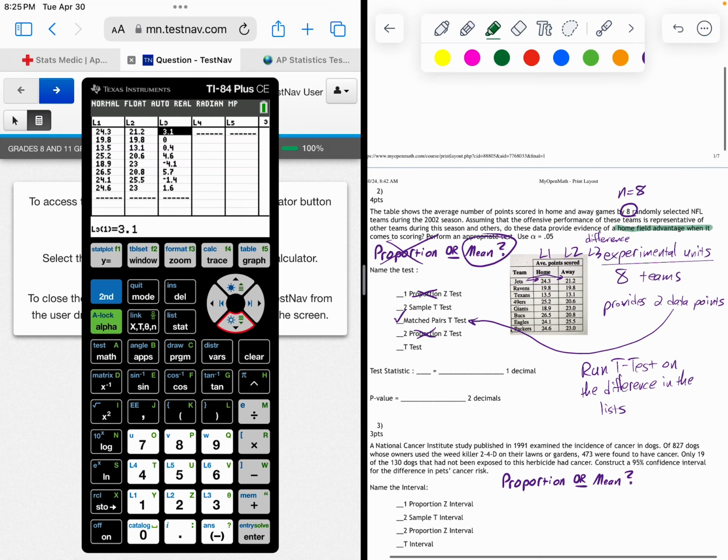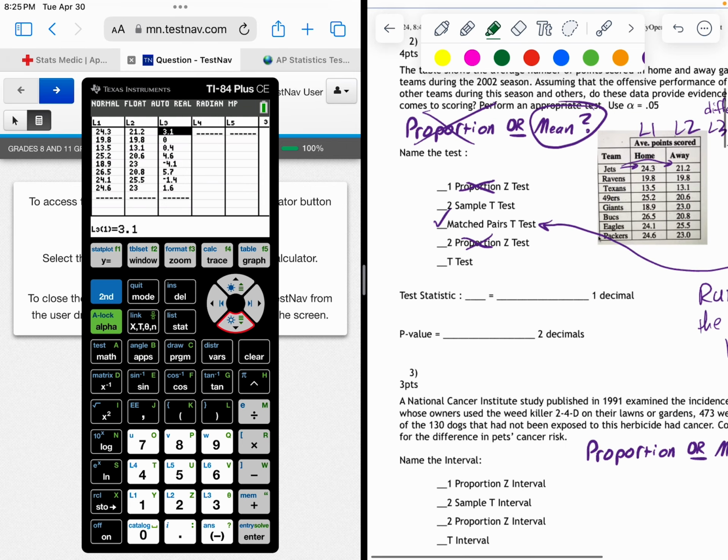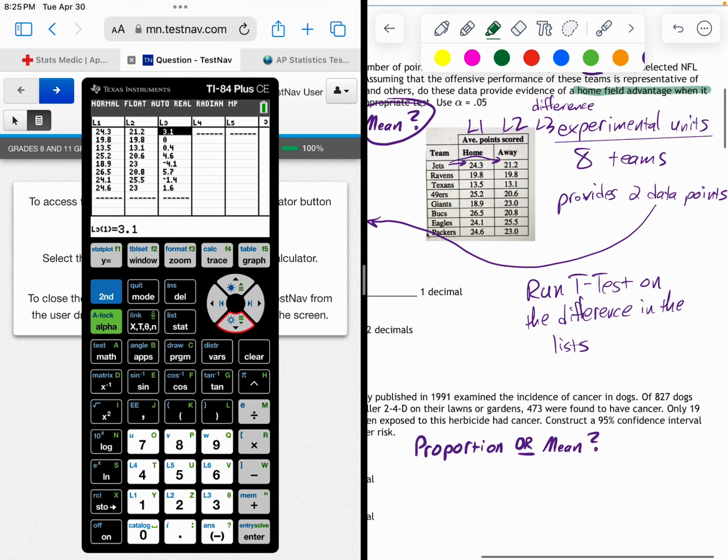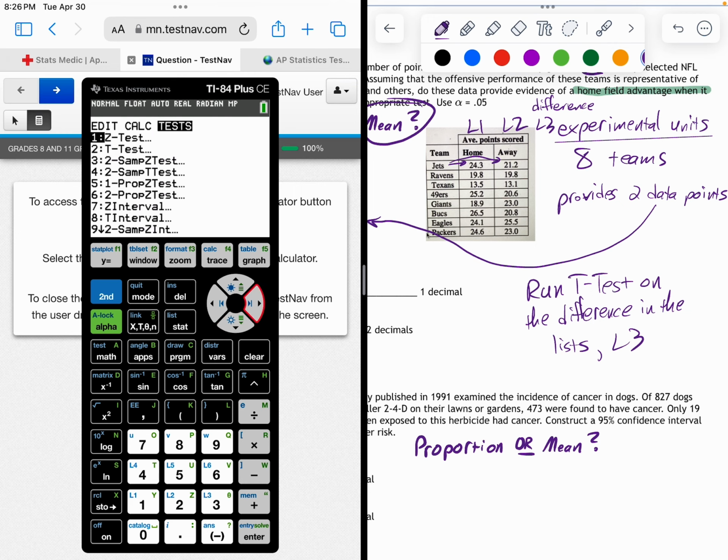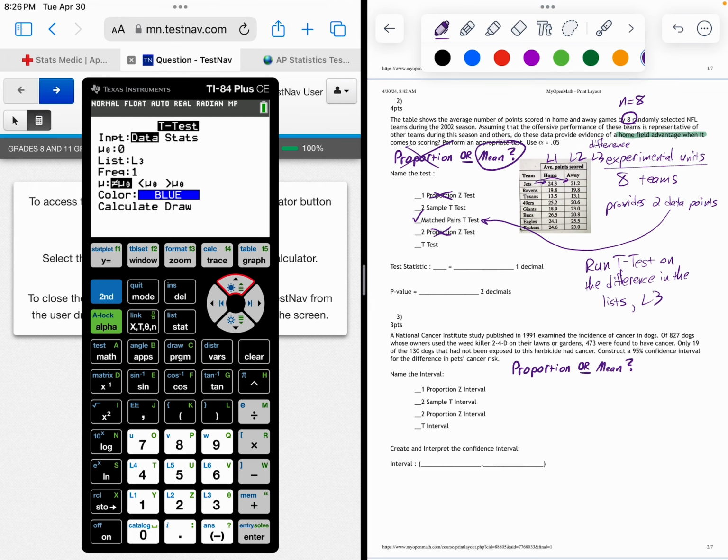Okay, and let me think here. I'm going to get my test statistic. So I'm going to run, like I said, a t-test on the differences in the lists, which is L3. So stat tests, this is number 2. I could say data. I have the data in list 3. The null is 0, okay?